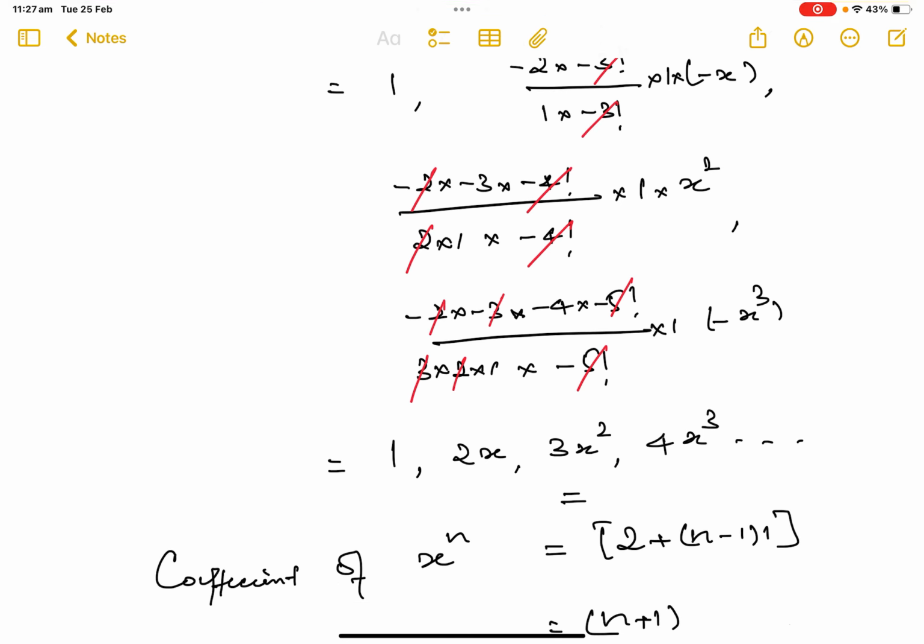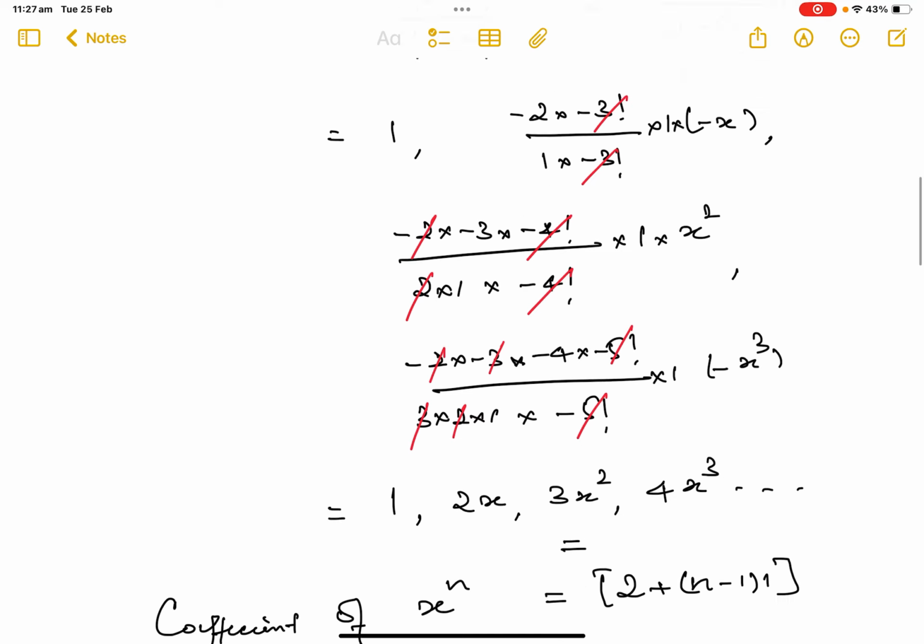And the fourth term, -2 factorial can be written as -2 times -3 times -4 times -5 factorial. And 3 factorial is 3 times 2 times 1, the -5 factorial cancels out, (-x) to the power of 3.